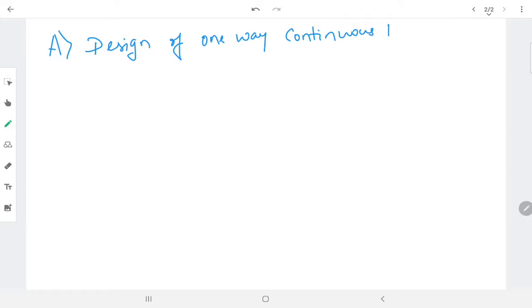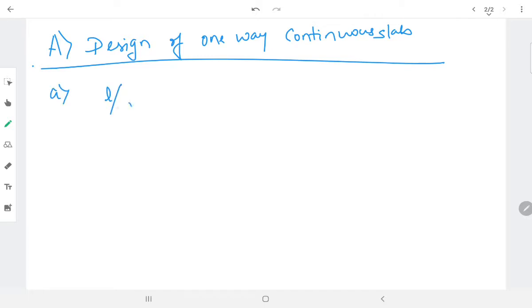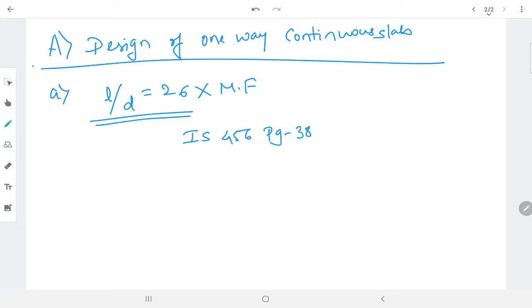So we'll start with the first step. Here first step is design of one way continuous slab. First step in that is L by D equals 26 into modification factor. This formula is taken from IS 456. You can refer IS 456 page number 38.